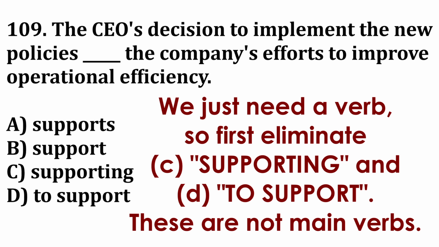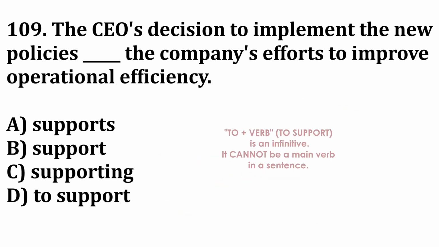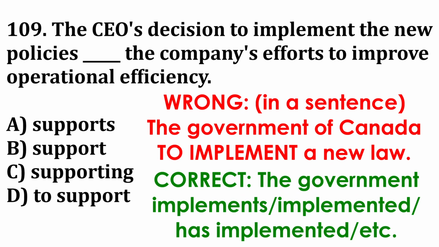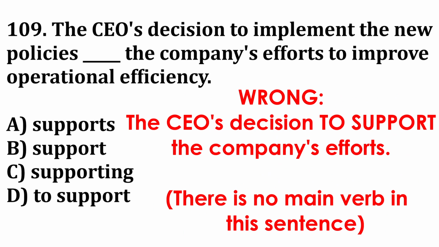So first eliminate C and D. To verb cannot be a main verb. For example, I can't say the government of Canada to implement a new law. There's no verb here. Better, the government of Canada implemented, has implemented, implements a new law. So I can't say the CEO's decision to support the company's efforts. We don't have a verb. So to support is gone.